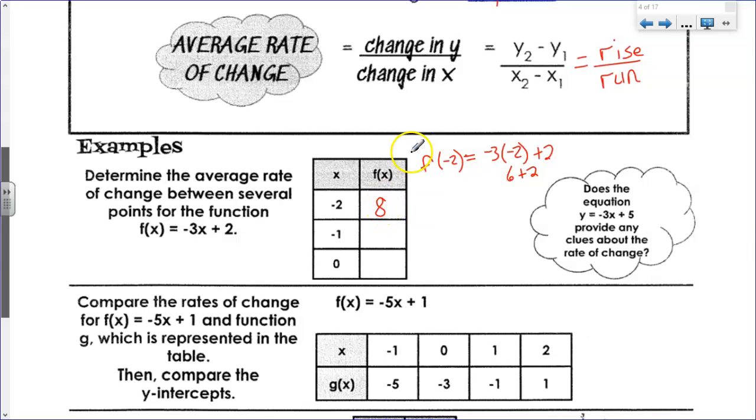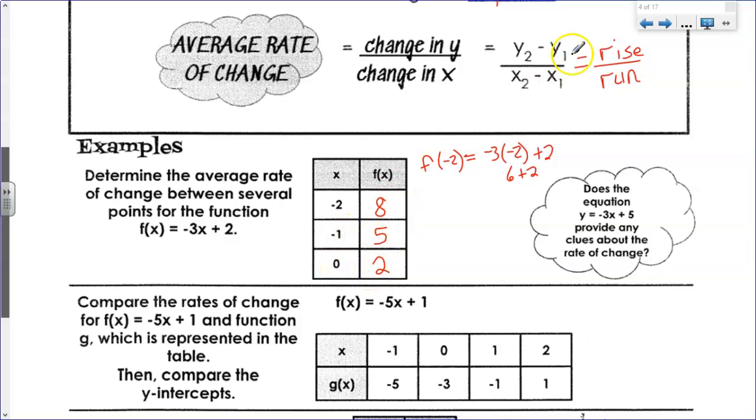And then if you want to pause the video and fill in the other two by doing the same thing, and then come back and check your answers. Okay, so when you put negative 1 in there, negative 1 times negative 3 is 3, plus 2 is 5, 0 plus 2 is 2. So these are your input, this is your output. These are ordered pairs that would make the straight line.